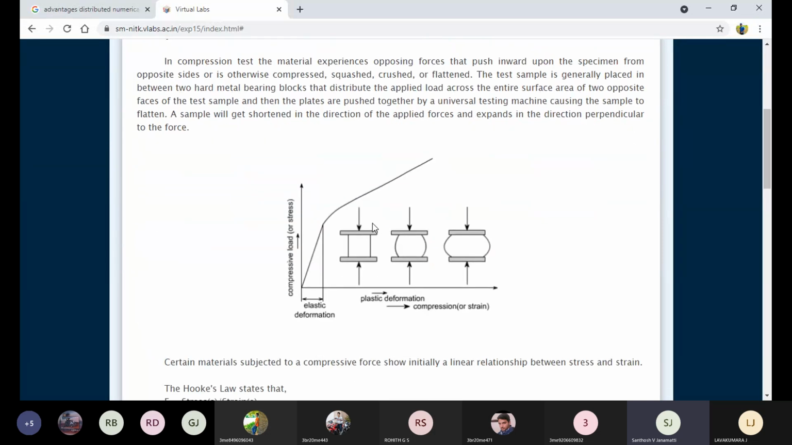In compression load, here we can see the image. Here we compress the load, so it is the reverse of the tensile force. In the tensile test, we are pulling both the ends. In compression, we are compressing, so the loads are in opposite directions. We keep the sample in between the two, so opposite direction loads.